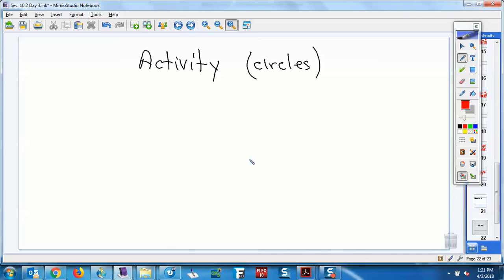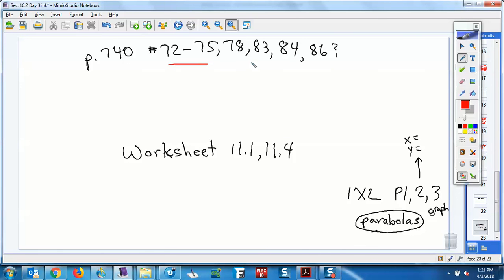Okay, and then we did an activity with just matching up some circles, looking at a circle and matching the equation to it, basically. All right, and then you can attempt some of these. We worked on some of those in class. And then the worksheet right here, hopefully you picked one of those up. If not, I'll have a PDF copy of it on the website.